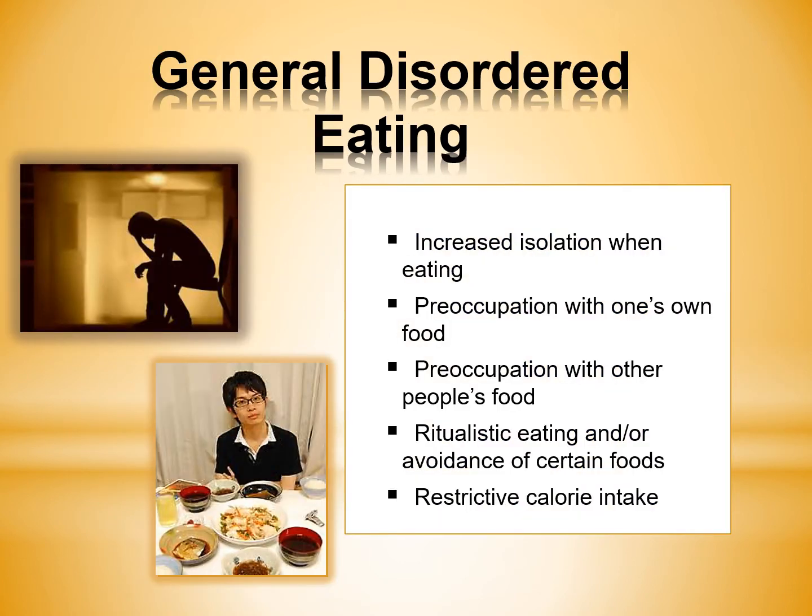General disordered eating. So let's talk about some precursors to eating disorders. Now, disordered eating doesn't mean you have an eating disorder, but it can be a precursor or lead to it. Some characteristics of general disordered eating are increased isolation when eating, preoccupation with one's own food, preoccupation with other people's food, ritualistic eating and or avoidance of certain foods, and restrictive calorie intake.